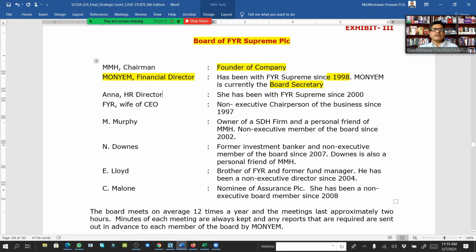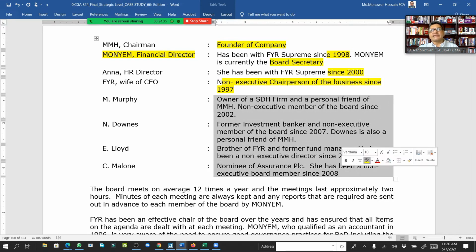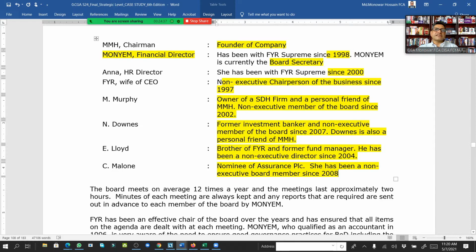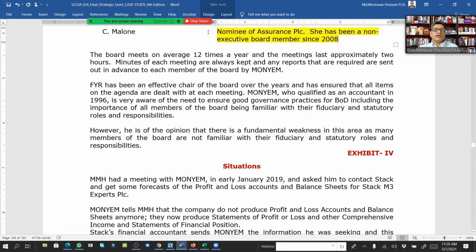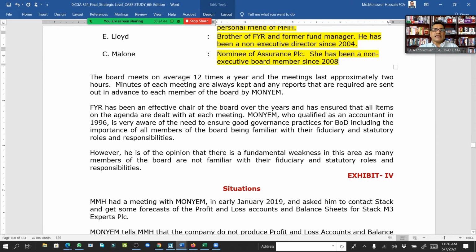His daughter is an HR director since 2020. His wife is the CEO since 1997, though he is a non-executive chairperson. Another is the representative of the fund and company; there are different types of board of directors engaged here. So this is the board of directors' total structure. And though it is a listed company, corporate governance is implemented here.